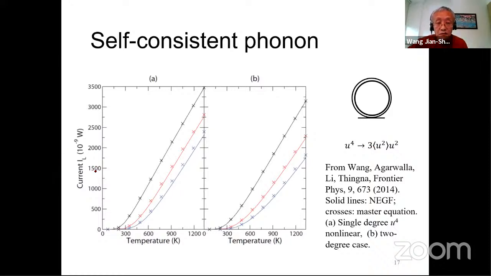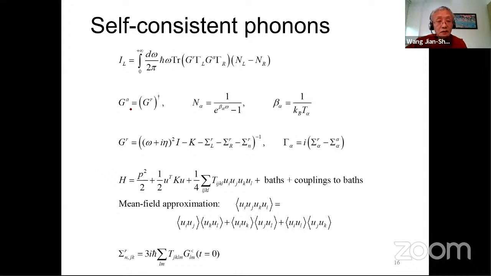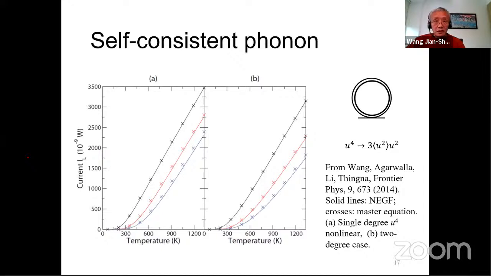If you do this self-consistent phonon calculation, you get this Green's function G less, which has to be determined self-consistently. You solve this, get a Green's function, and plug in using the relation between G less and G^R, and redo it until it converges. However, the master equation can do it exactly, but the catch is that in the master equation the coupling has to be weak. I think this corresponds to weak coupling, and this corresponds to strong coupling. Curiously, they match very well, almost exactly.